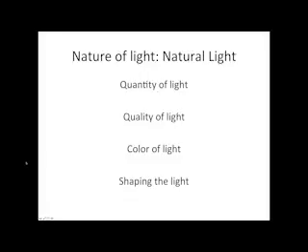All right, welcome to module number 9, the nature of light. We're going to start with natural light. And natural light has a quantity of light, how much light there is, and that's where we use the f-stop, shutter speed, and ISO to compensate for either too much light or not enough light to make the proper exposure. We have the quality of light: hard light, soft light, direct sun, open shade, that kind of thing.